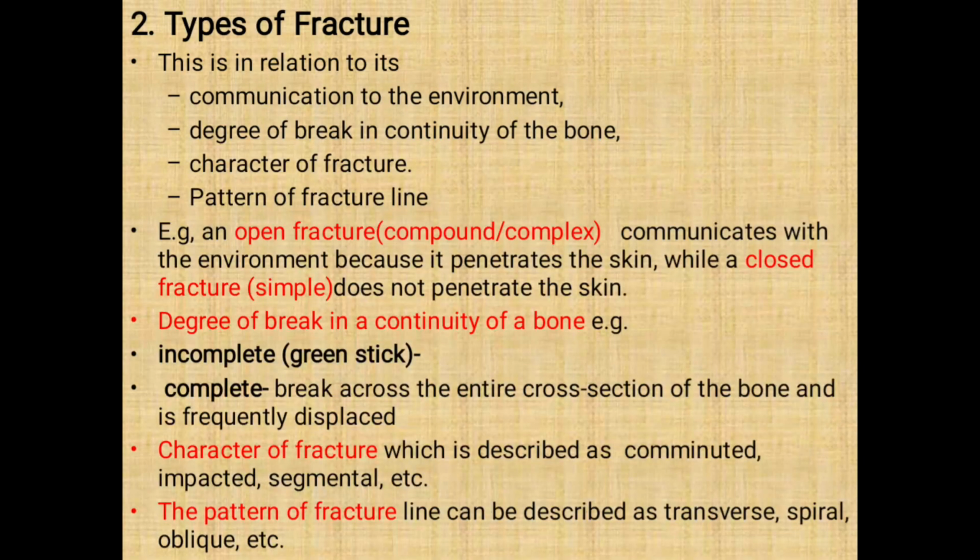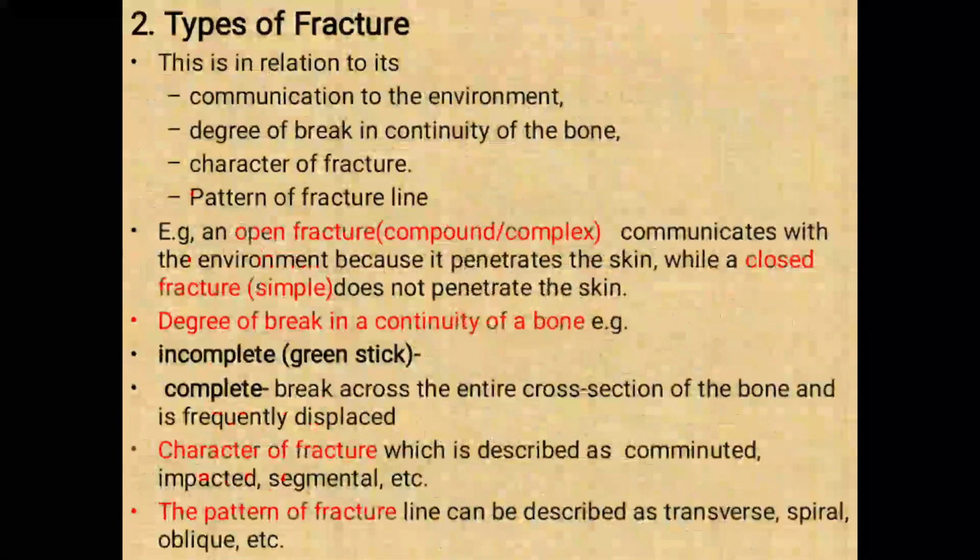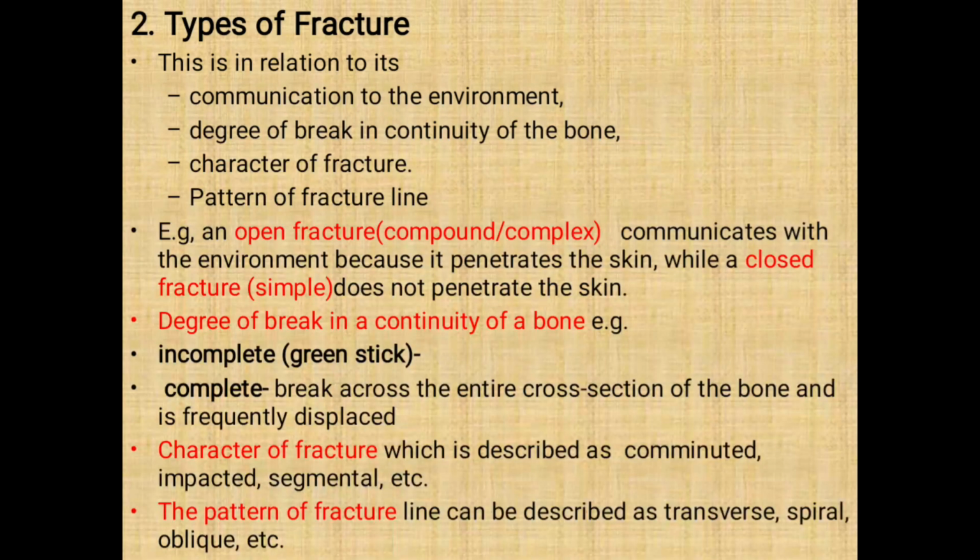So types of fractures. To classify according to the type, this is in relation to its communication to the environment, degree of break in the continuity of the bone, character of the fracture, pattern of the fracture line. So there are open fractures, which communicate to the environment, very open, because they penetrate the skin and are visible. A closed fracture is a fracture not visible through the skin. That's a type of fracture according to communication with the environment.